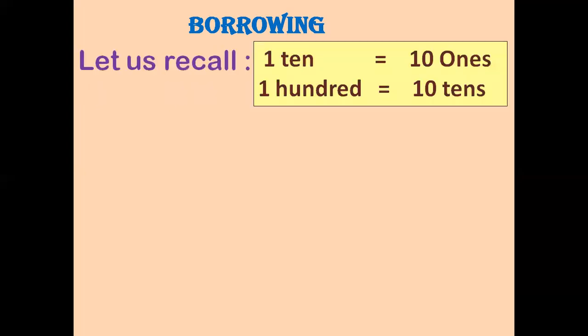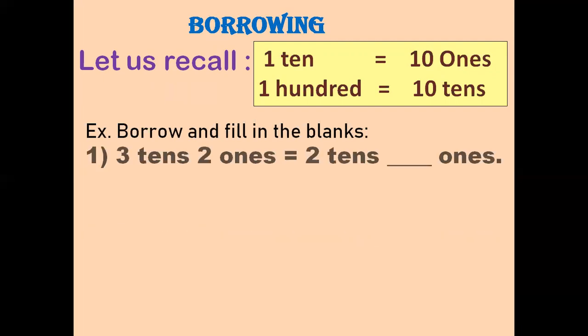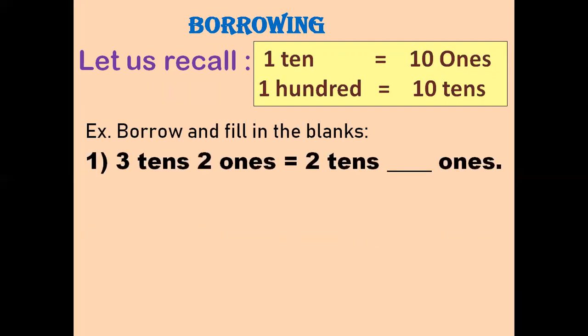Now, borrowing. Let us recall 10 ones is equal to 1 ten and 10 tenths is equal to 1 hundred. Let us take an example, borrow and fill in the blanks. 3 tenths, 2 ones is equal to 2 tenths and dash ones. We have to find out how many ones.